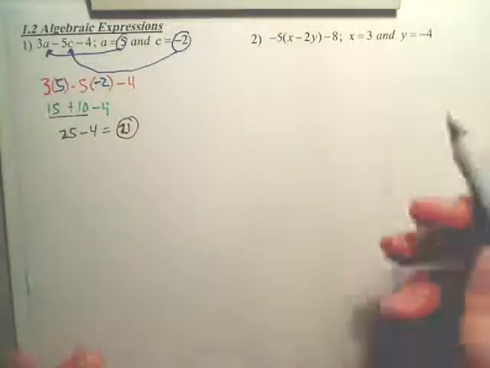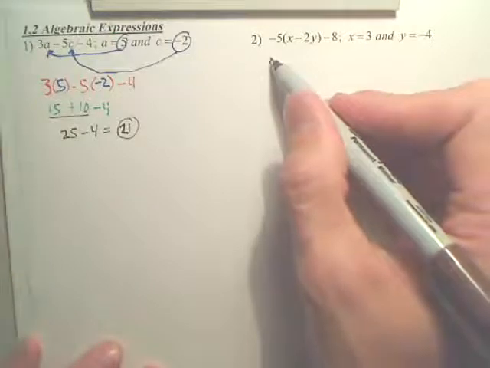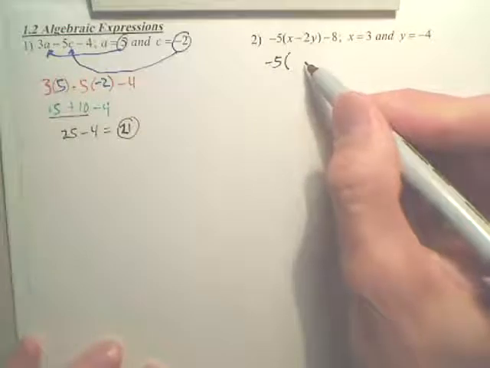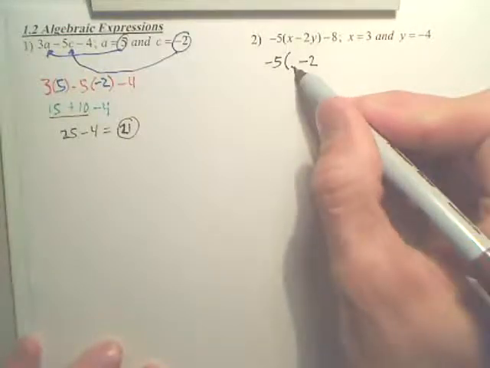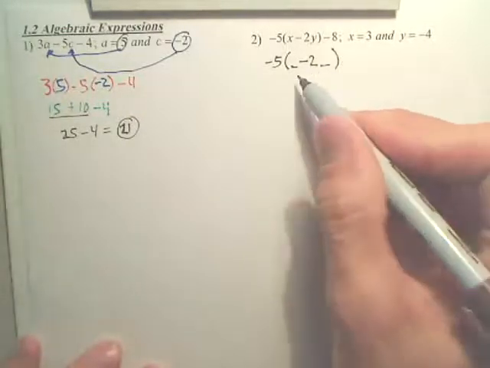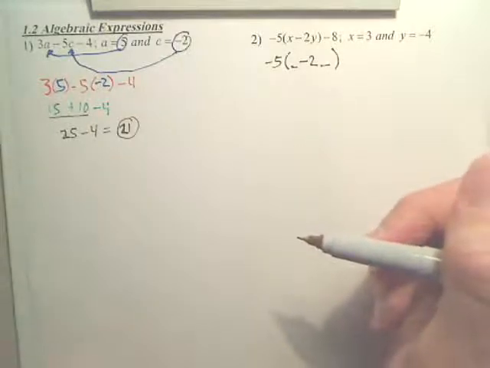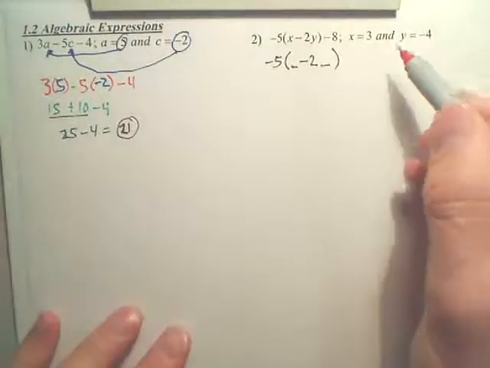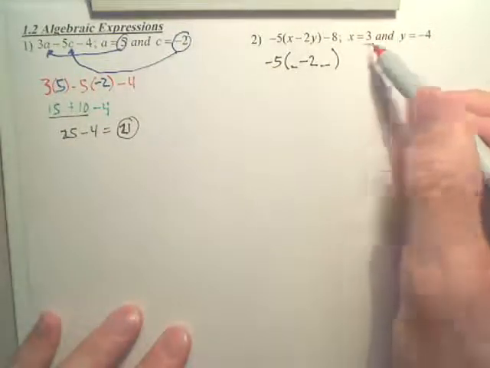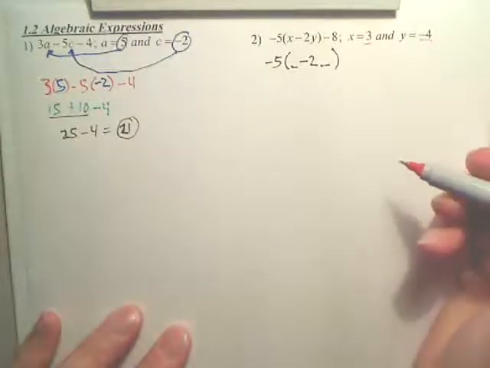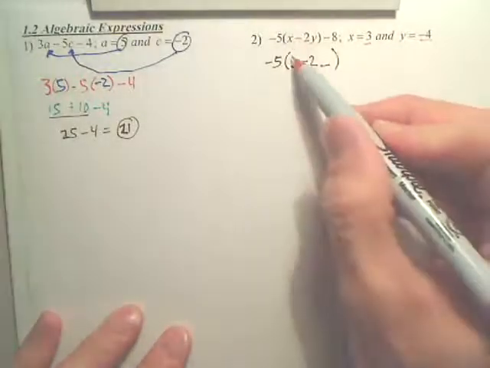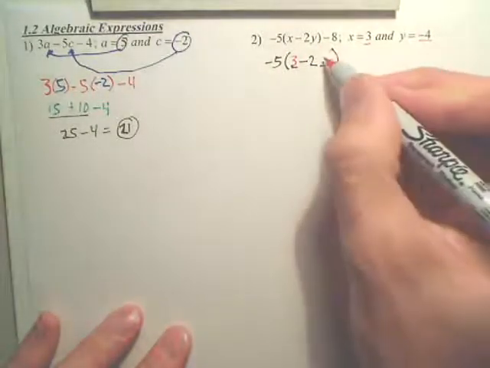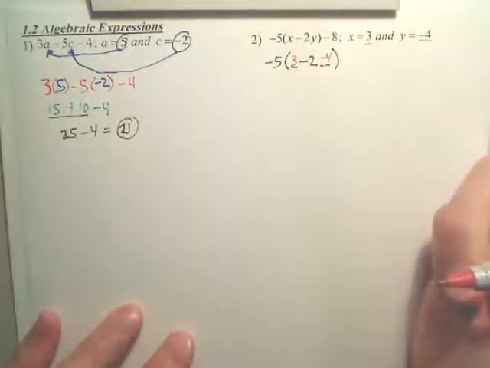Alright, now, number 2. We're going to plug the same thing in. Plug in the values. But here's our X and Y. You could put blanks, you could also put underline spots for them, however you want to. And what's going to go in the first spot? The 3 or the negative 4? X, which is the 3. And the Y is a negative 4.